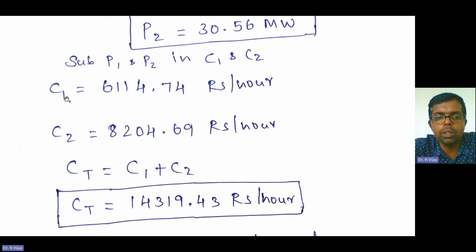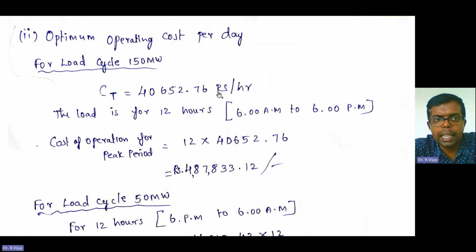After that, we are calculating the total cost. Total cost is equal to C1 plus C2. We are just adding this. Here we are getting the answer as the total cost for the second case, that is PD is equal to 50 megawatt, as 14,319.43 rupees per hour.